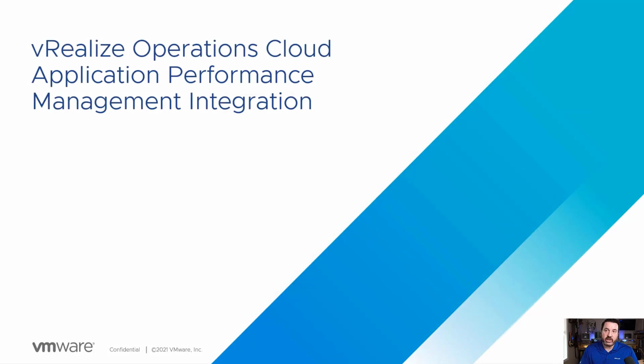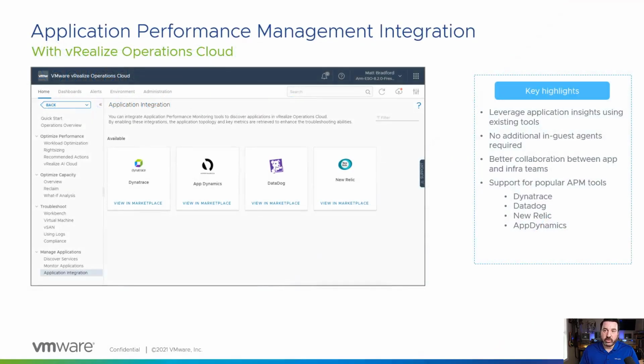So lastly, let's talk a little bit about APM integration and how we can leverage the tools that your organization may already be using, and maybe your application teams are already using. We support, in both vRealize Operations Cloud and vRealize Operations on-prem, Dynatrace, Datadog, AppDynamics, and New Relic. One of the benefits here is that we don't need to install more agents on our virtual machines if we're already getting those application metrics from these tools.